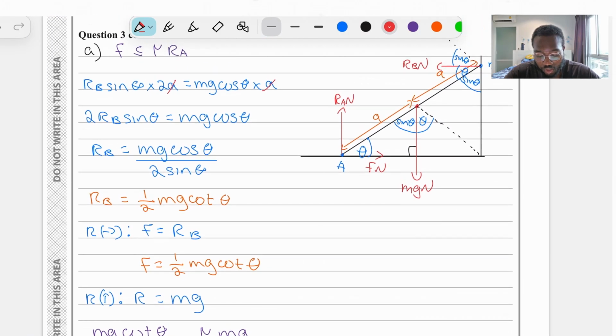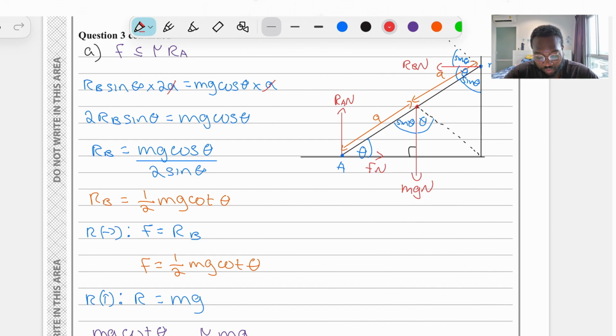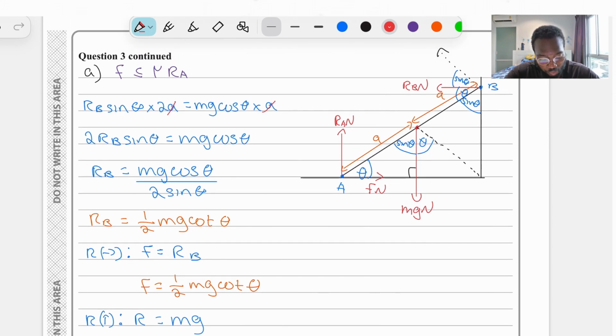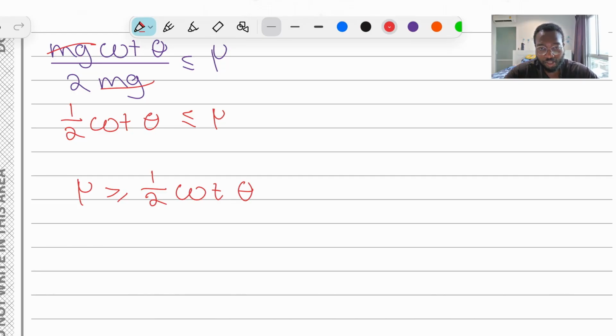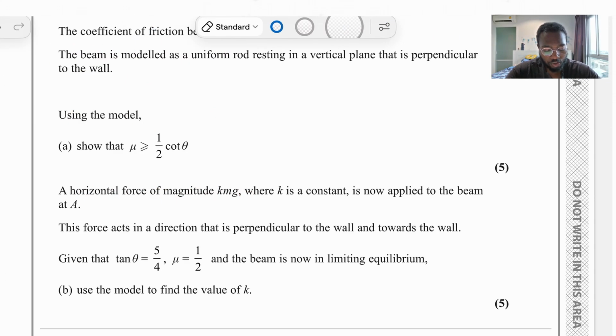And then once you do that, you can resolve horizontally and vertically to work out your F and your RA, put it into the equation, and you're left with mu is greater than or equal to a half cot theta. So for part B, a horizontal force of magnitude kmg, where k is a constant, is now applied to the beam at A. The force acts in a direction perpendicular to the wall and towards the wall. Given that tan theta is 5/4 and mu is 1/2, the beam is now in limiting equilibrium. Use the model to find the value of k.